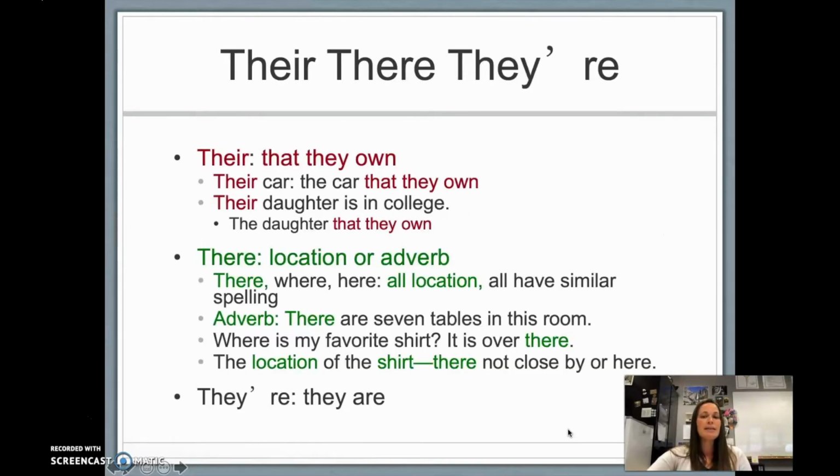So let's start with an easy one, I think, because you guys seem to know these, and then in your writing you get them wrong. So we'll see. There, and there. The there with an I is possessive, okay? So if you're using that first there, it is that they own. So it's their car, the car that they own. Their daughter, the daughter that they own.